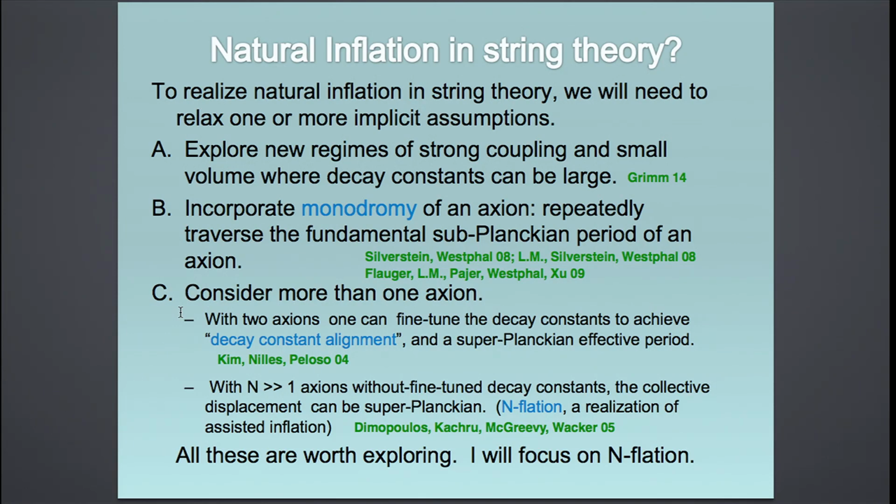But one should bear in mind that that effect can be combined with effects A and C. So effect C is just to consider more than one axion at a time. If I have multiple axions, two possibilities present themselves. One is a particular kind of alignment pointed out by Kim, Nilles, and Peloso: if you have two axion fields with a fine-tuned relationship between their decay constants, then an appropriate linear combination of them can effectively have a large decay constant. Okay, so that's worth looking into.